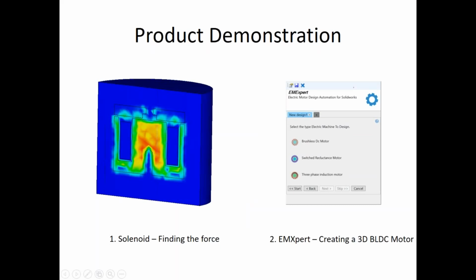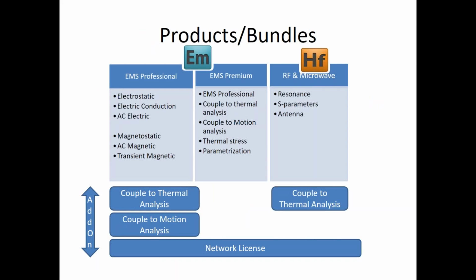Now I want to talk to you a little bit about EMWorks products and bundles. Now we have two different main products, which are EMS and HFWorks. Now EMS comes as EMS Professional and Premium, and HFWorks comes as just one product. Now EMS also has coupling to thermal, coupling to motion, and EMS Premium has thermal stress, coupling, parameterization, and all the coupling are included in EMS Premium. We come in standard activation based license, but you can also get a network license for an additional cost if you wish to do so.